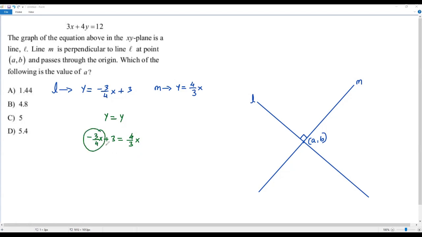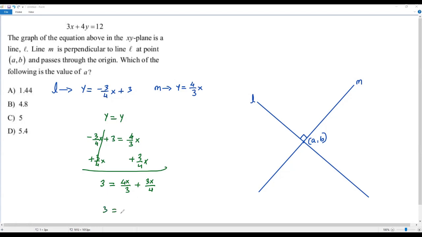Now let's get rid of this term -3/4 times x. For that, we have to add 3/4 x to both sides. When I do so, -3/4 x and +3/4 x will cancel. I'm getting 3 on the left side. This 4/3 x can be written as 4x/3, plus this 3/4 x can be written as 3x/4. Now we have to add these two fractions, but they do not have the same denominator. Both are relatively prime. There is no common divisor for 3 and 4 other than 1.